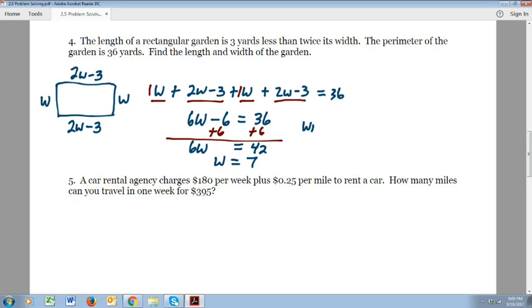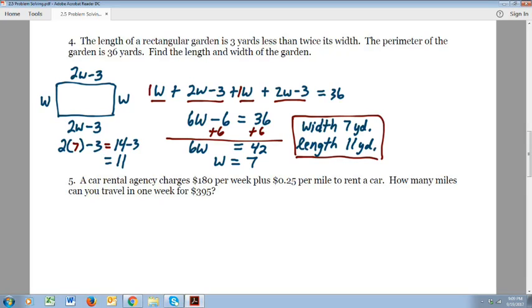And we get 7. Now we have to remember we're supposed to find the length and the width. We've found the width. So the width is 7 yards. We're dealing with yards here. So to find the length, we need to use the 2w minus 3. And we know w is 7. And so we're going to get 14 minus 3. And so we're going to get 11. And so our length is 11. And again, everything's in yards here. All right, let's move on to number 5.